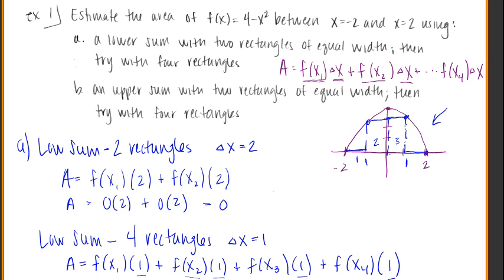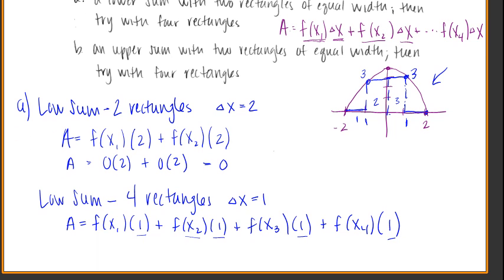Now to get the height, all I'm going to do is plug 1 into my equation. So 4 minus 1 squared is 3, it has a height of 3. 4 minus 1 squared has a height of 3, okay? And then plugging this in, going back to our area formula, that f of x value is actually going to be that y value at, let's say, -2, which is 0, times 1, plus the height there at 1 or at -1, which is 3, another height which is 3, and then that last height was 0.